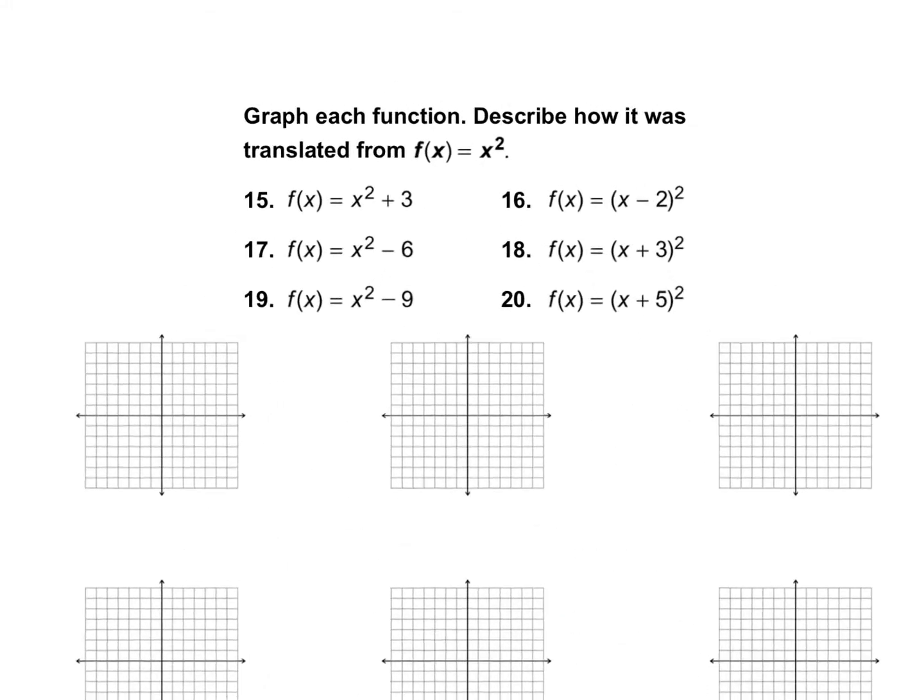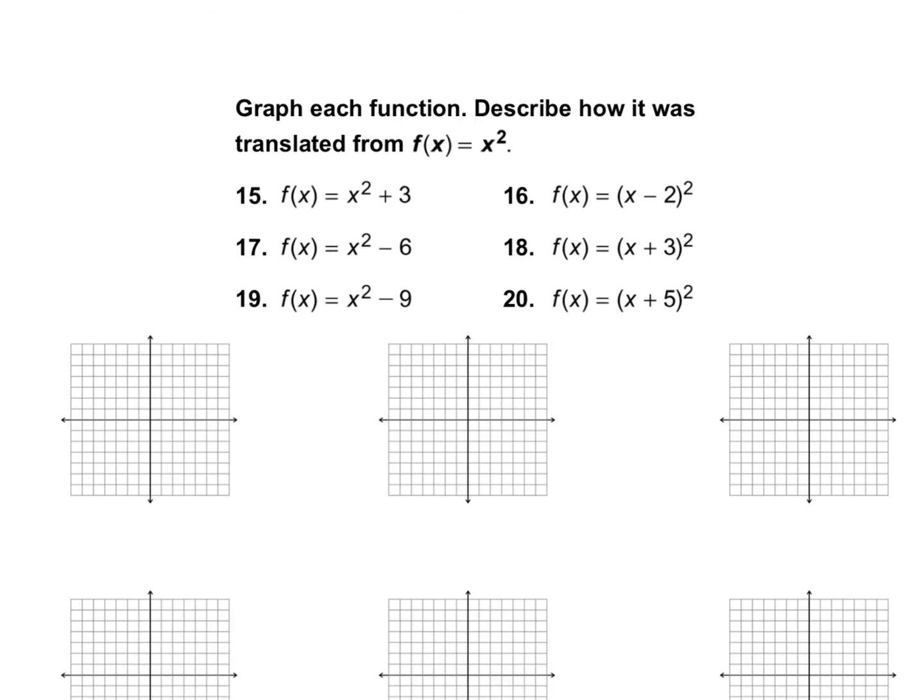All right, so 1 through 6, we just have to describe the transformation and graph it. So what does this plus 3 do to our graph? Up 3, awesome. So it goes up 3. So 1, 2, 3. Then we draw our U there. So this one was 15.